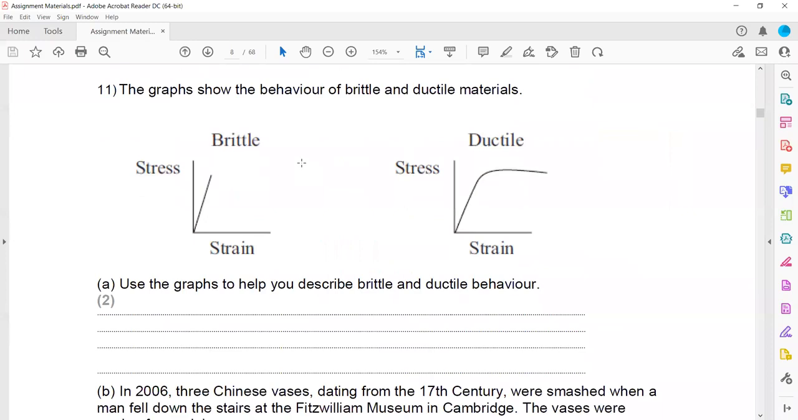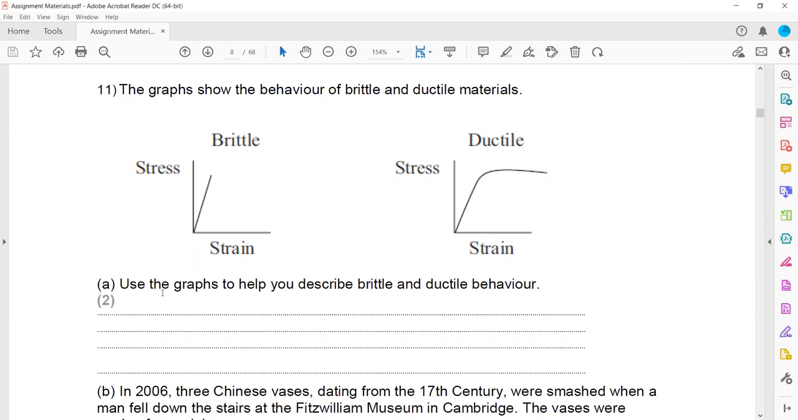Question 11. The graph shows the behavior of a brittle and a ductile material. Use the graph to help you describe brittle and ductile material. So using the graph, how can you distinguish between brittle and ductile material? You can see for a brittle material, there is no or little plastic deformation before the object breaks. So using the graph, you can identify easily.